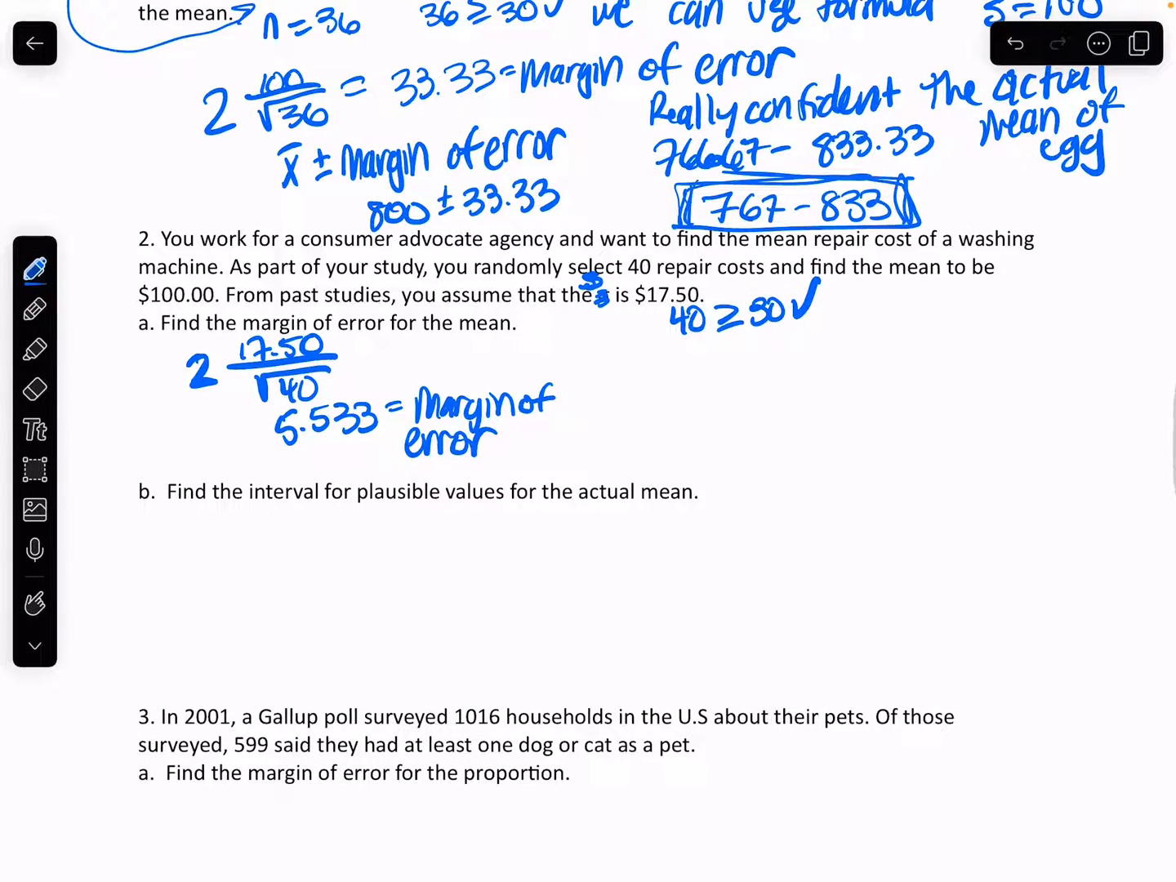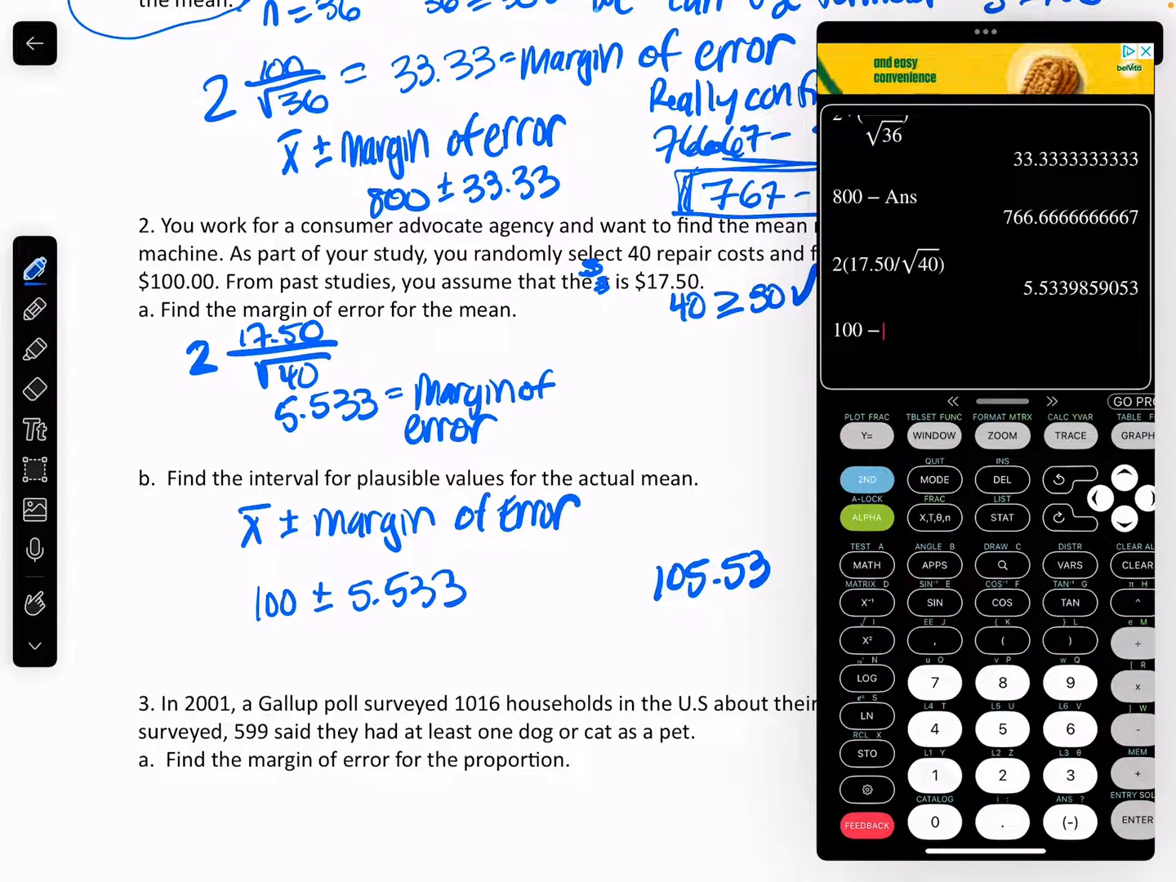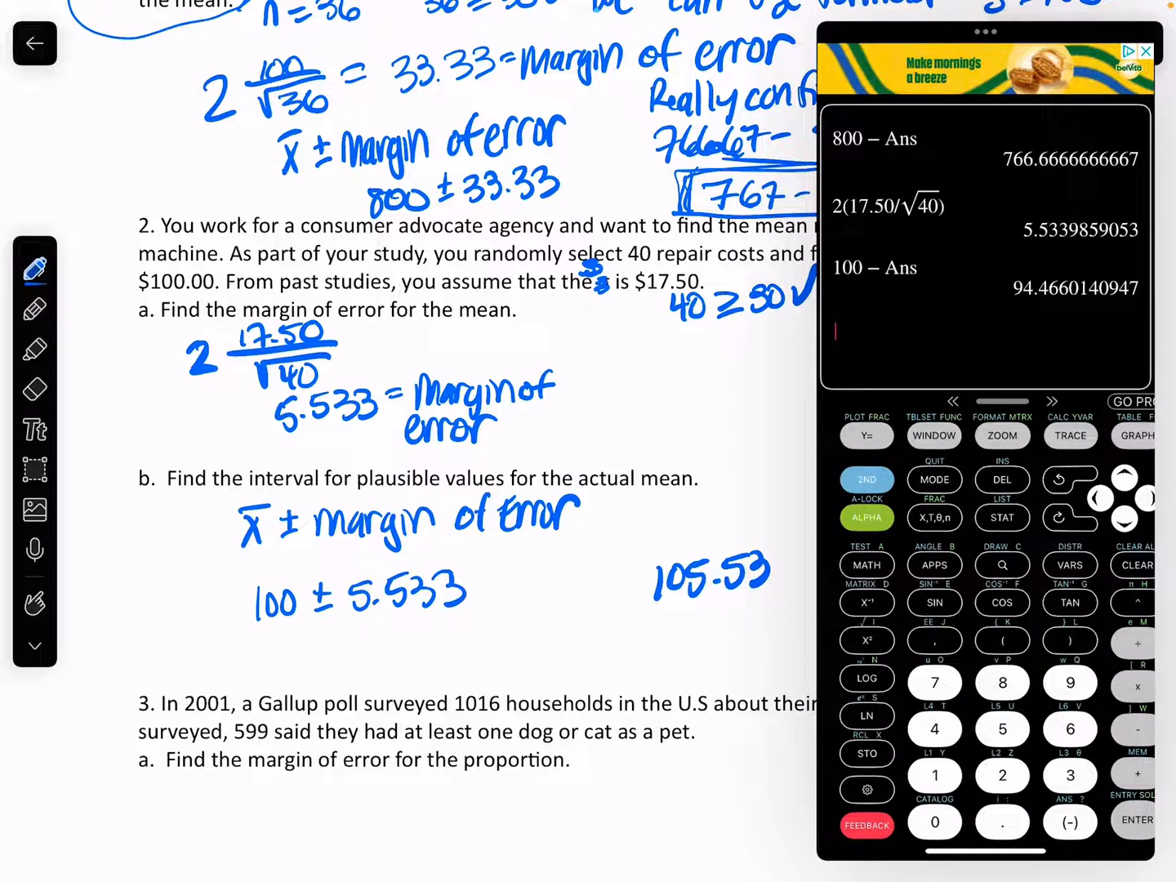Then if we want to find the interval for plausible values for the actual mean, I'm going to take the mean that we have for our sample and add and subtract our margin of error, and that gives us our plausible values that the actual mean lies between. So our mean was $100, and then we're going to add and subtract the 5.533. That gives us 105.53. And then if we do our 100 minus, and I can use second answer, that gives us 94.47.